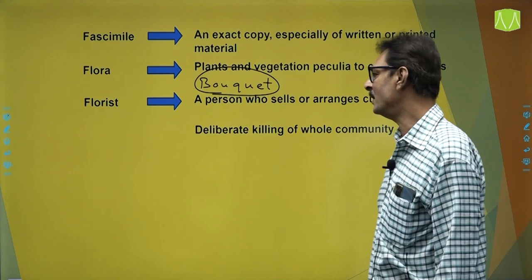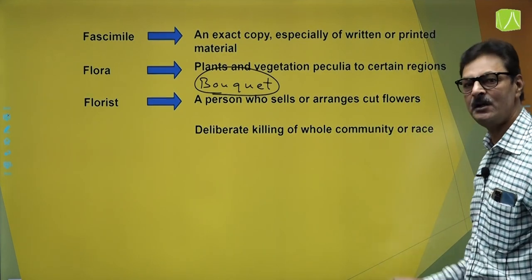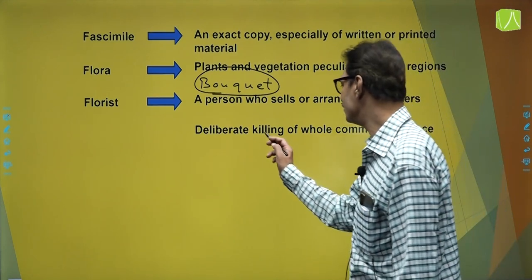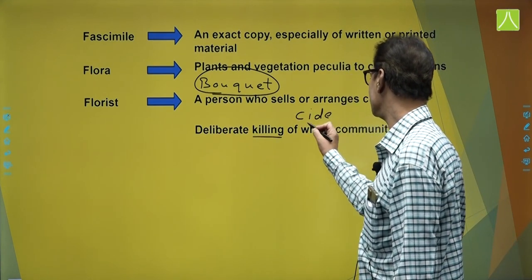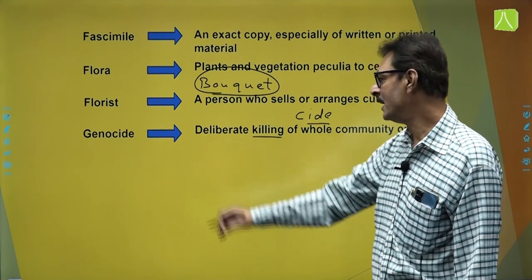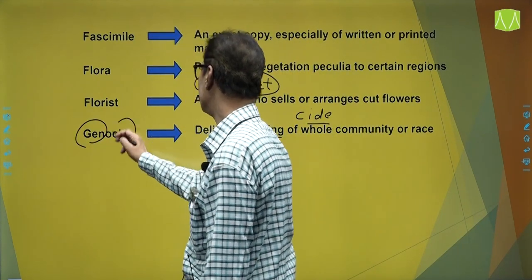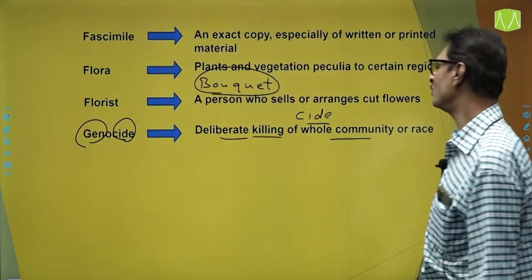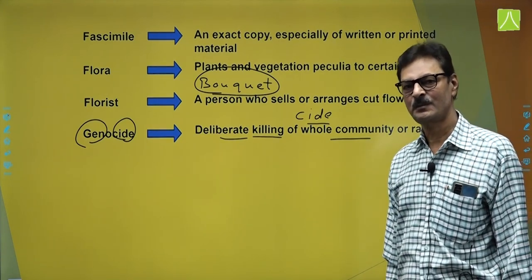Moving on with the next one. Deliberate killing of a whole community or race. Killing of the generation. And when this word killing is there, the word should have side. We have done the root word. Side is killing. Yes. So, options mein se bhi aap analyze kar sakte ho. And G-E-N, generation se hota hai root word. Side is for killing. Deliberate killing of the whole community or race is genocide on a large scale.